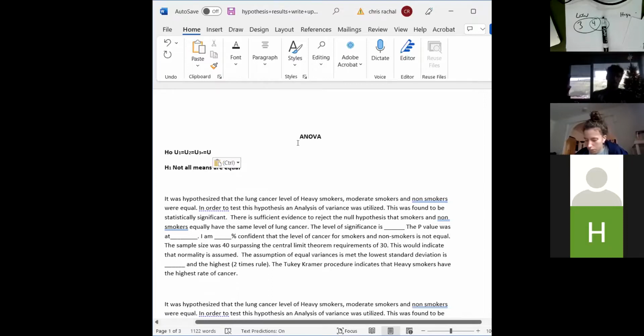So I apologize. So I'm going to write my hypothesis, and my null is that sample 1, 2, and 3, and 4, all the treatments are the same. The alternative is not all means are equal.